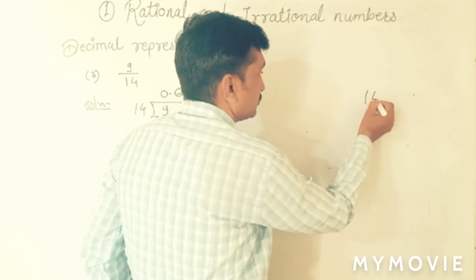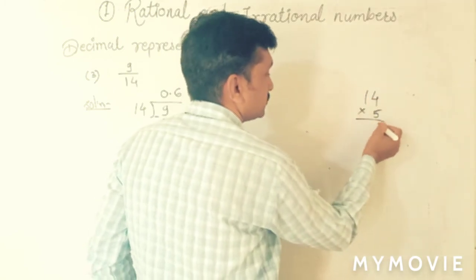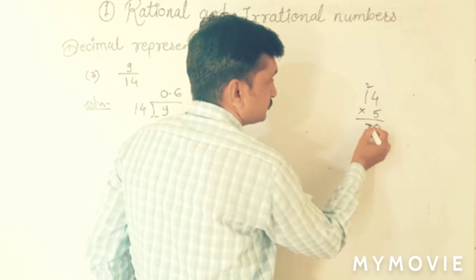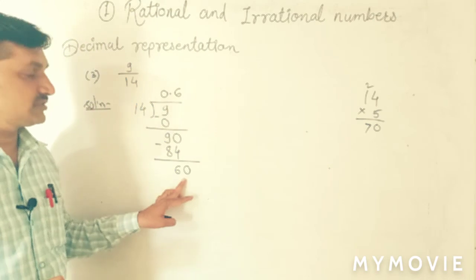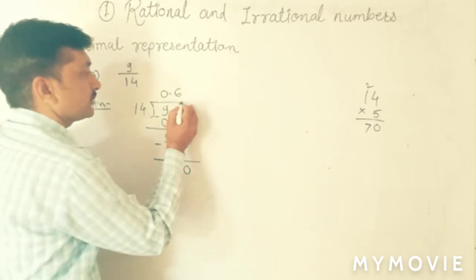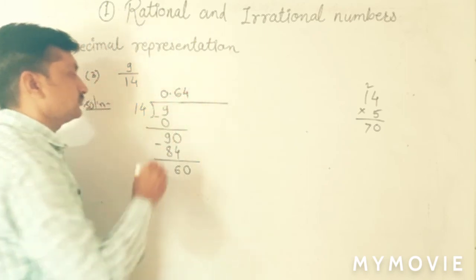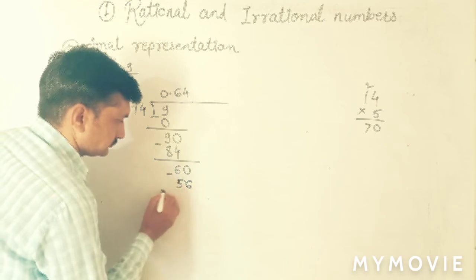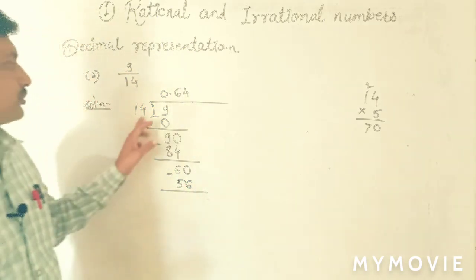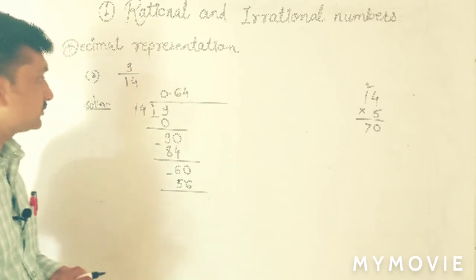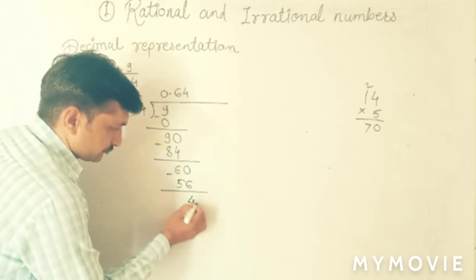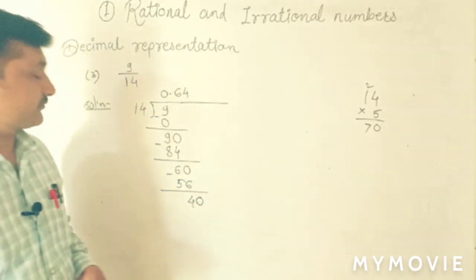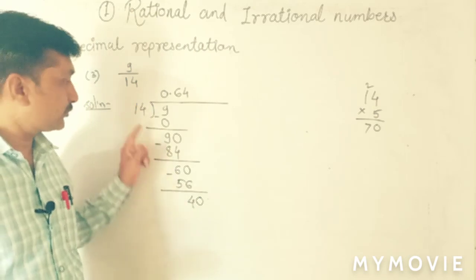Let's check now. 14 5s are how much? 5 4s are 20, carried over 2, 5 1s are 5, plus 2, 7. See here 60, we want 60, 5s are greater. Okay, then 4s are how much? 56. 14 4s are 56. Subtraction 60 minus 56, 4.